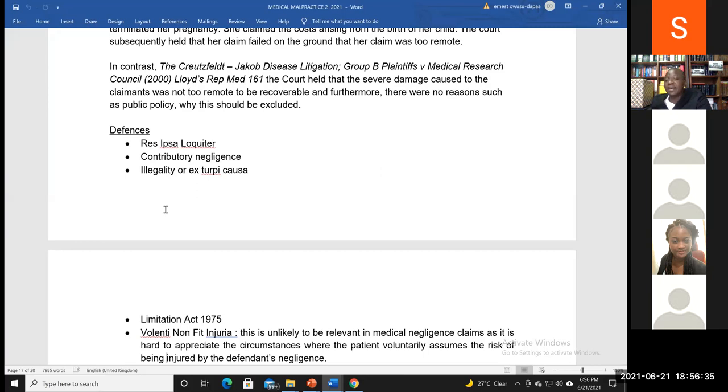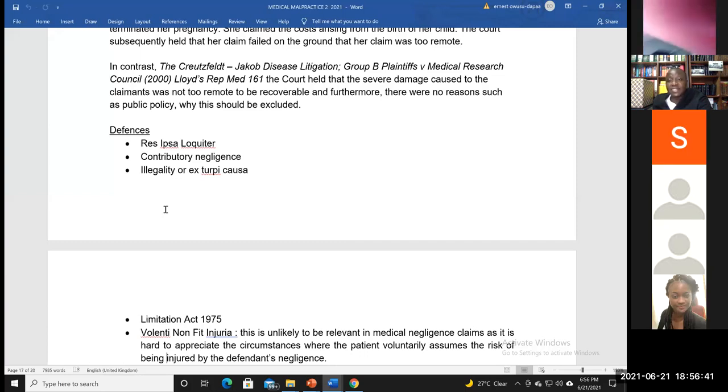And of course, finally, the law on limitation of actions. So the limitation decree or the Limitation Act of 1975 is also applicable. It can be fatal to a claim, especially where the claim has been delayed for a long time. So that is what you should mind.